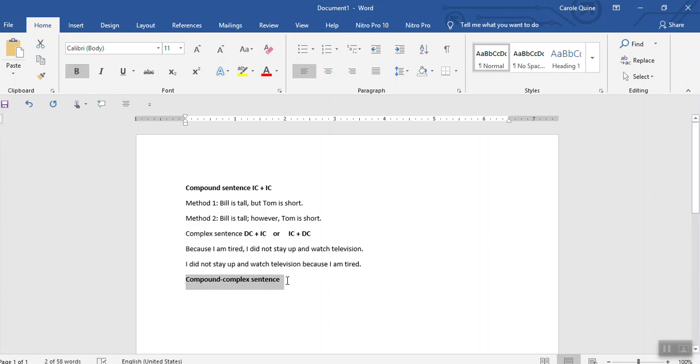Now, a compound complex sentence follows one of these equations, dependent clause plus independent clause plus independent clause, because remember, part of this is a compound sentence, right? Look at the compound sentence equation. And then to have a complex sentence, you have to have a dependent clause. So here we're squishing all of it together, right? Dependent clause plus independent clause plus independent clause, or independent clause plus independent clause plus dependent clause. Okay, so those are kind of more complicated sentences.